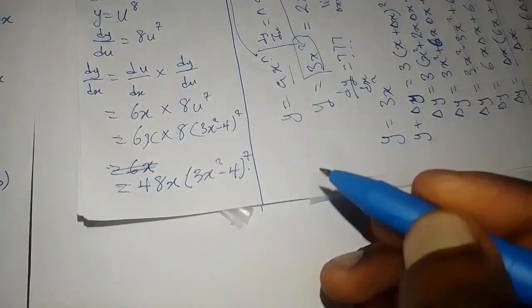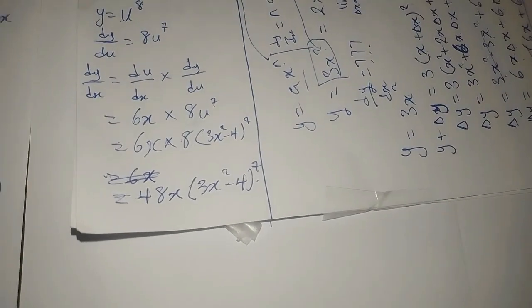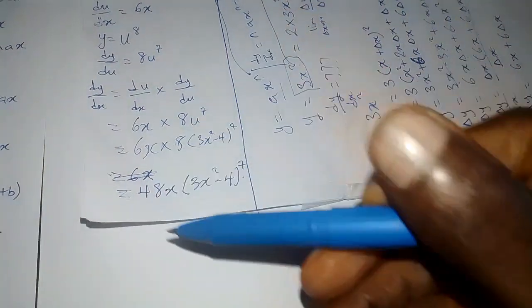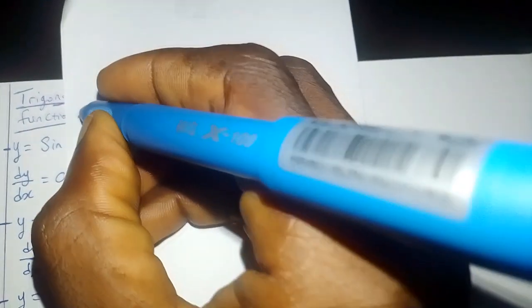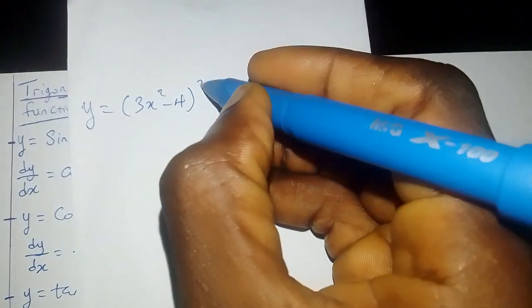Now let me show you a very short cut that you can use for this chain rule whenever you have a chain rule, so you don't need to be going through all these steps. Previous question, having to know that y equals 3x squared minus 4 all raised to power 7. Now how do we do this?